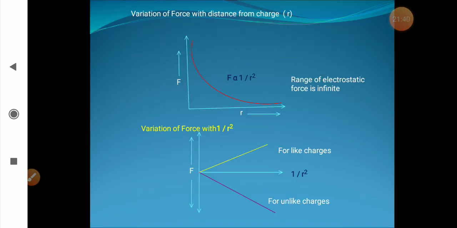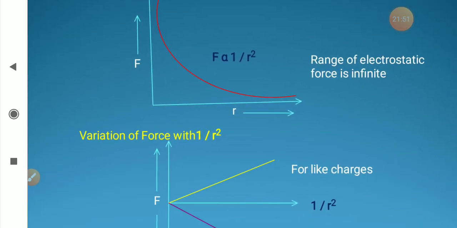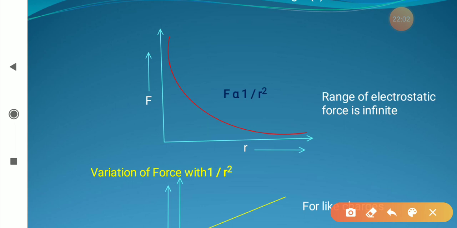Now let us do the variation of force with distance between charges. According to this relation, you see that force is inversely proportional to R square. So when R is 0, F is infinity. So the graph will not touch this axis. And here also, when R is infinite, then only F is 0. So here also it is not going to touch the line. The range of electrostatic force is infinite. Clearly, F becomes 0 only when R is infinite.